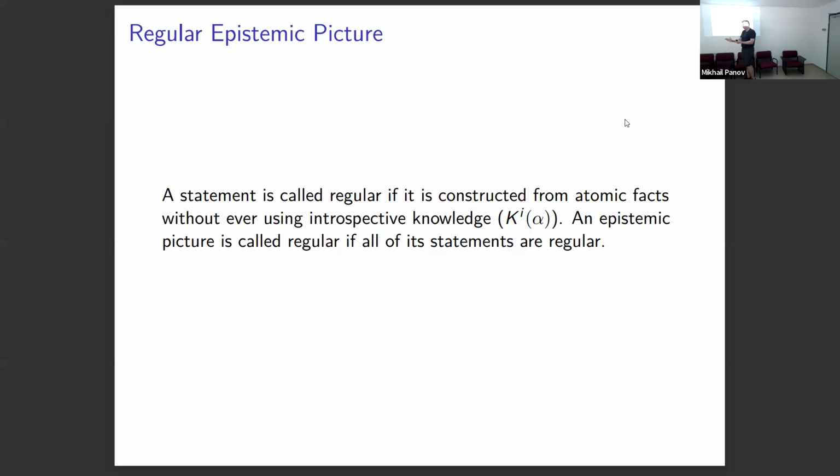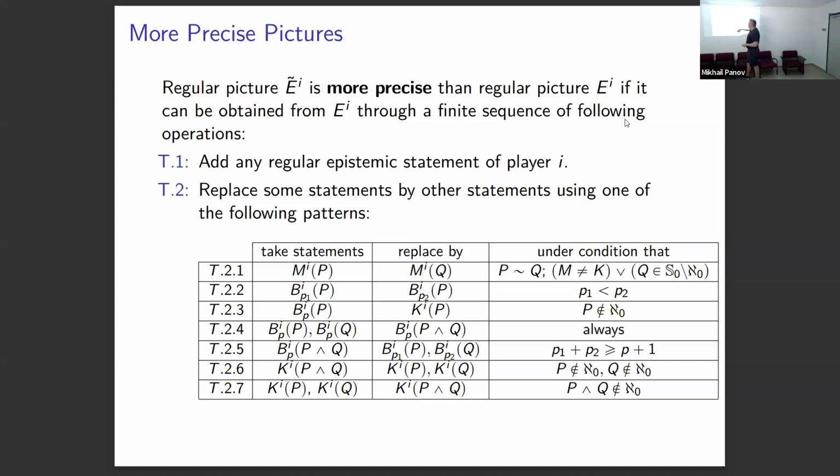Okay, so I call a statement regular if it doesn't mention the knowledge of the game rule. And an epistemic picture which consists of regular statements is regular. Now for regular pictures I can say one is more precise than another. Here is a definition: one is more precise than another if you could manipulate it through a finite sequence of the following operations. You can add a regular statement, which makes it more precise.